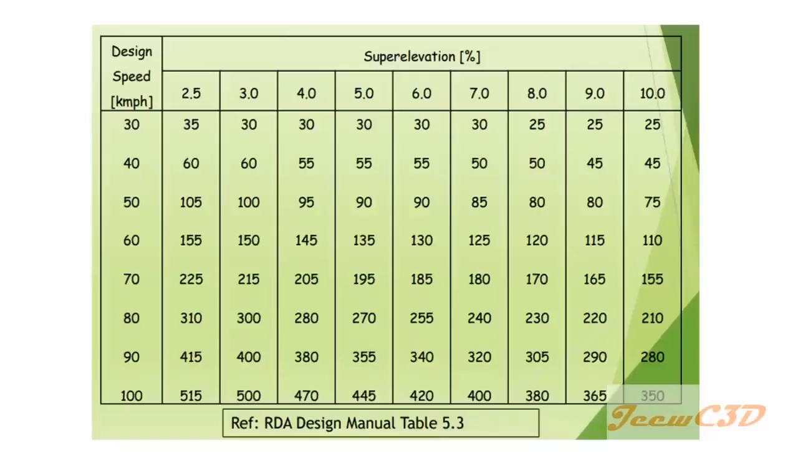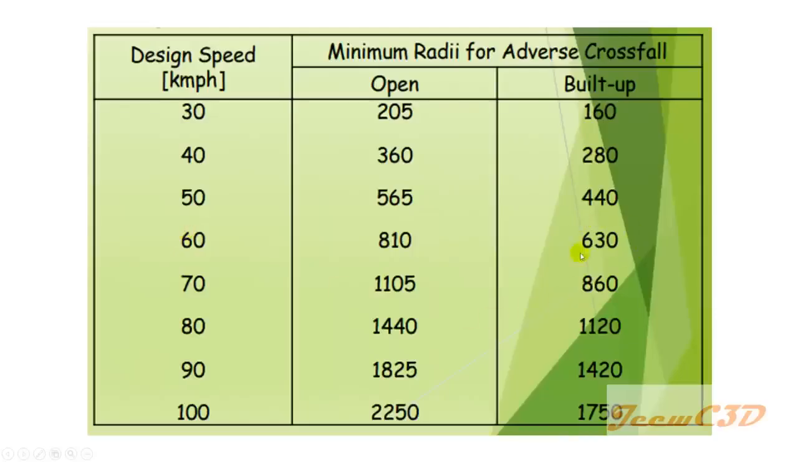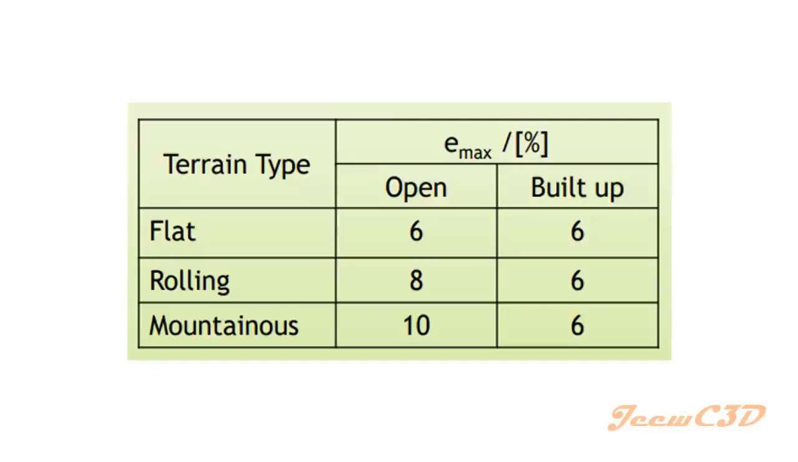Whenever the curve radius is greater than 155, your super elevation would be 2.5%. But if the curve radius is even greater than 630, your super elevation would be minus 2.5%. That means it will not be 2.5% super elevated. It will be at the normal crossfall side. So those are the things you have to memorize.